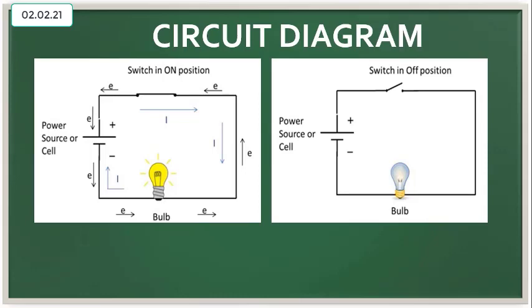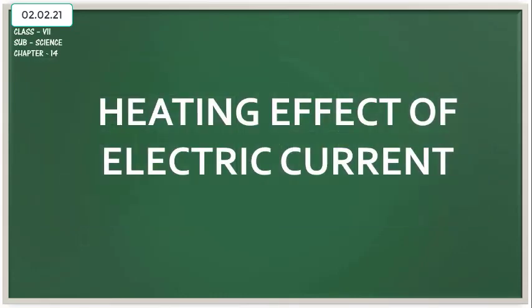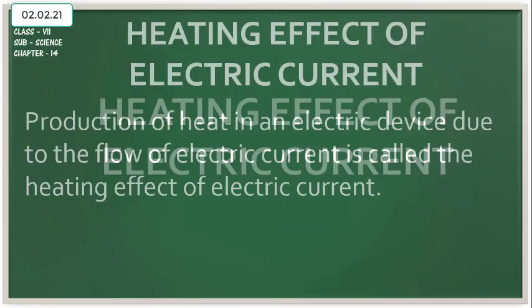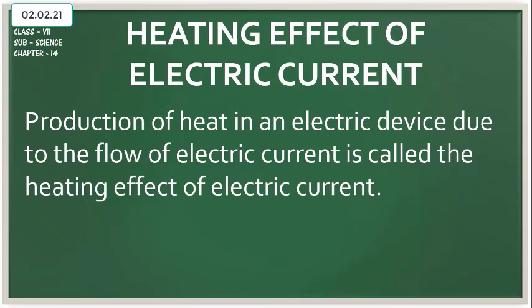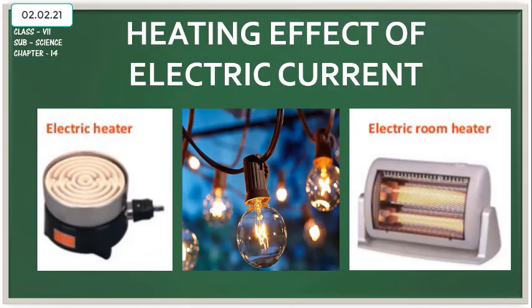Heating effect of electric current. The production of heat in an electric device due to the flow of electric current is called the heating effect of electric current. You must have seen an electric heater used for cooking or an electric bulb or room heater. When these appliances are switched on after connecting to the electric supply, then their elements become red hot and release heat. This happens due to the heating effect of electric current.